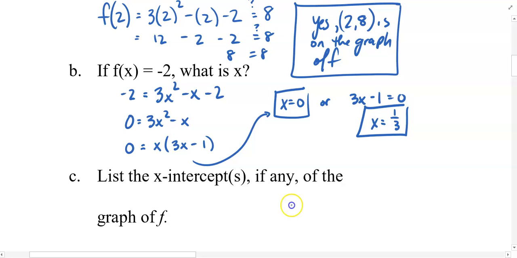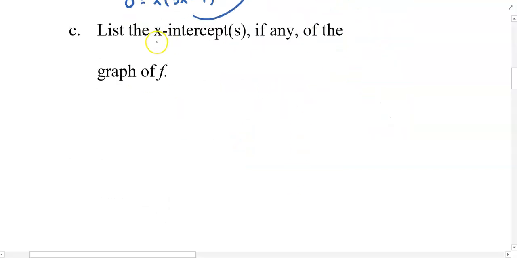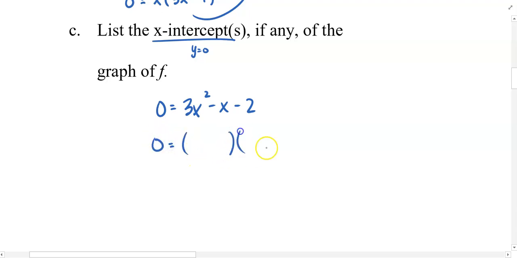Now for part C, list the x-intercepts, if any, of the graph. Well, x-intercepts occur when y is set equal to 0. So in other words, when does 0 equal 3x squared minus x minus 2? So this is the same style of problem we saw just a moment ago, only factoring this result is going to be a little bit different.